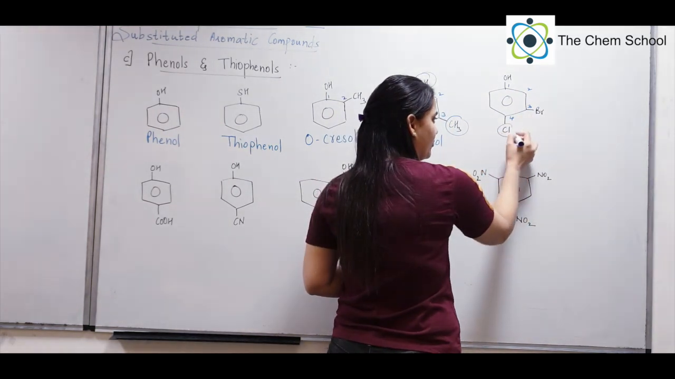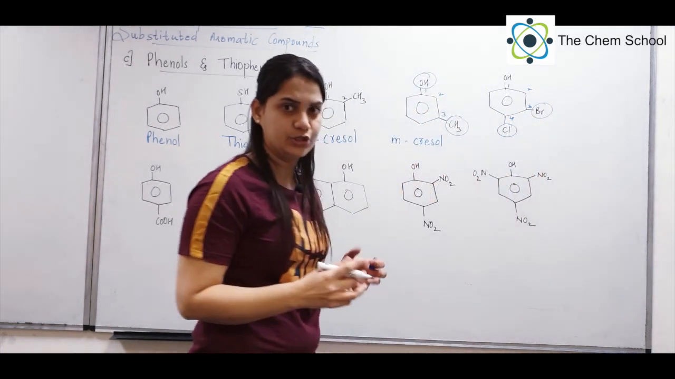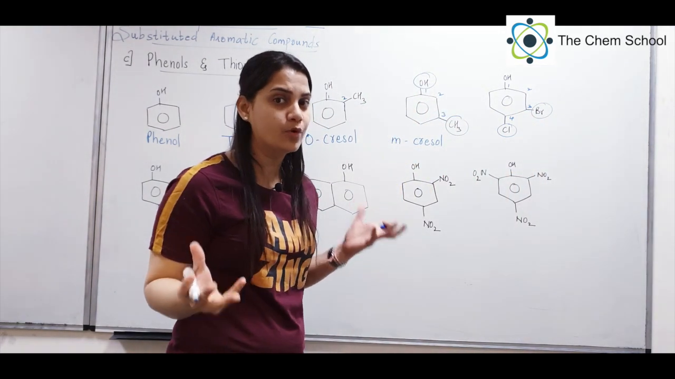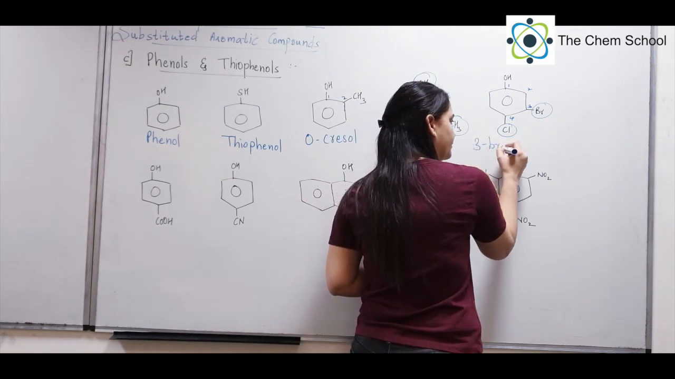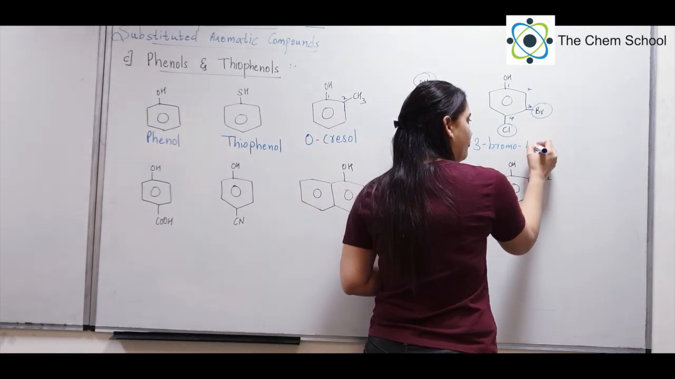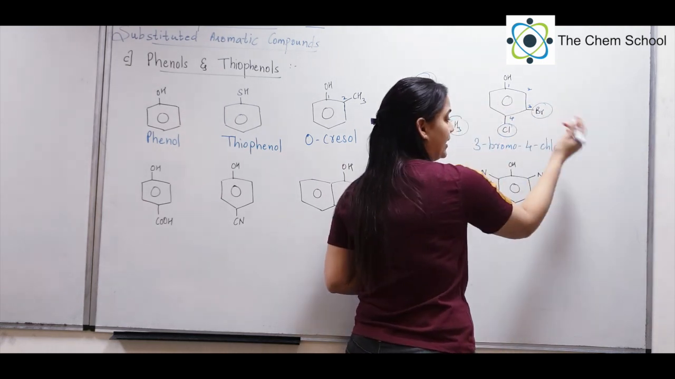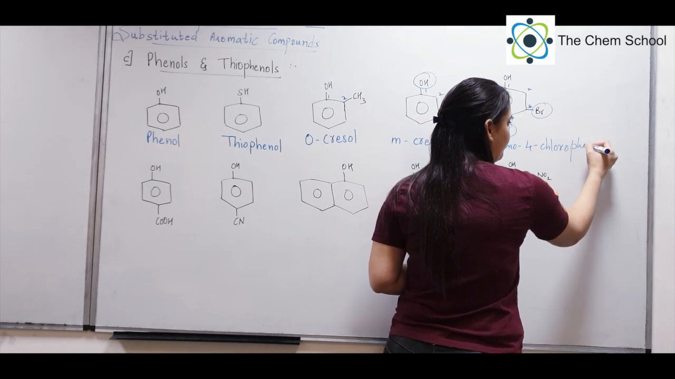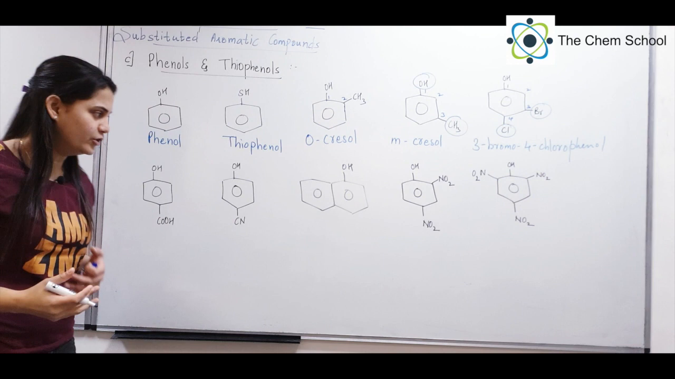So you have chloro on the 4th position and you have bromo on the 3rd position. As per the alphabetical order, you will write down bromo first. So it is going to be 3-bromo, then 4-chloro, and ultimately the ring is going to be phenol, benzene with OH. So that was your first series.